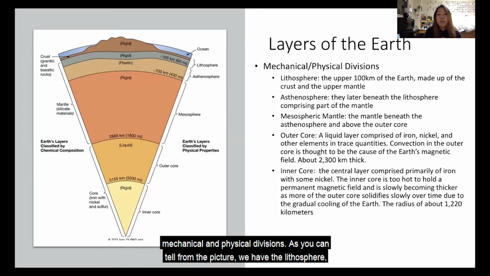So now we have the mechanical and physical divisions. As you can tell from the picture, we have the lithosphere, the asthenosphere, the mesosphere, the outer core, and the inner core. The outer core and inner core are the same in both the chemical and physical properties.